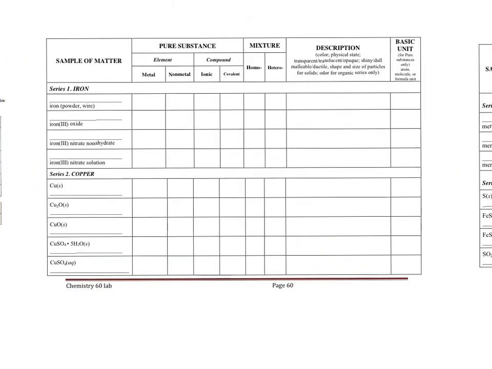So series 1 for iron, you're given the name. So we're going to write down the chemical formula. Iron, Fe, iron 3 oxide, Fe2O3, etc. For series 2, copper, you're given the chemical formula, so you write down the name. Copper, copper 1 oxide, etc. So for every single series, you need to fill out the name or the chemical formula.